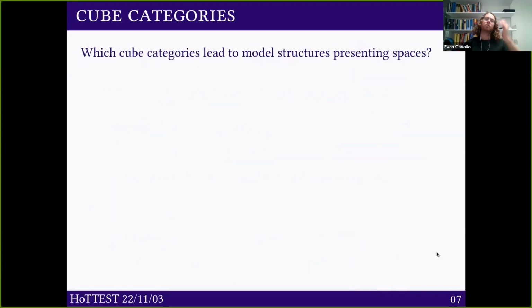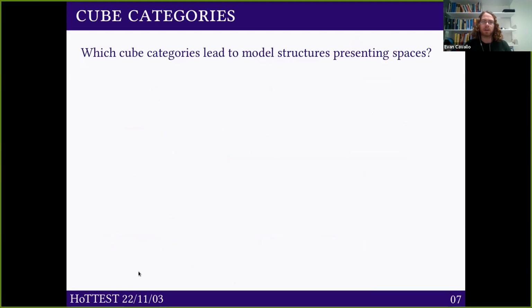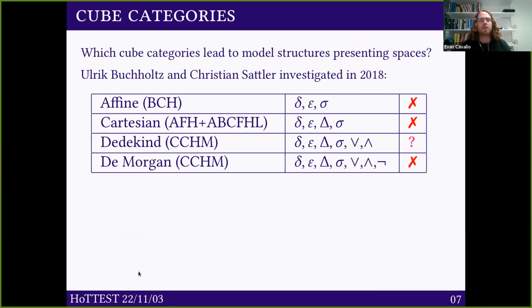So we have this great zoo, and we're able to construct model structures for, let me stick to things that are Cartesian, and then whatever extra toppings you want, we could build something out of that. We could ask, do any of these give us model structures, if we follow this Sattler construction, that present infinity groupoids? Ulrich Buchholz and Christian Sattler looked at this in 2018, and you can find a talk by Christian online, and there's some Google group discussion where Ulrich piped up. Unfortunately, it turned out that none of them did, as far as we know.